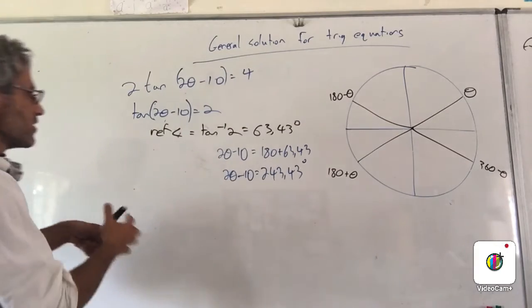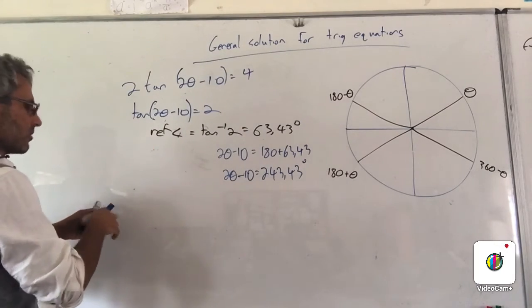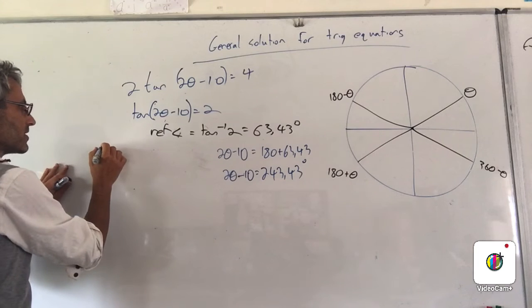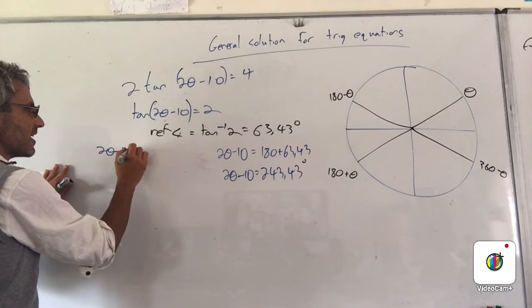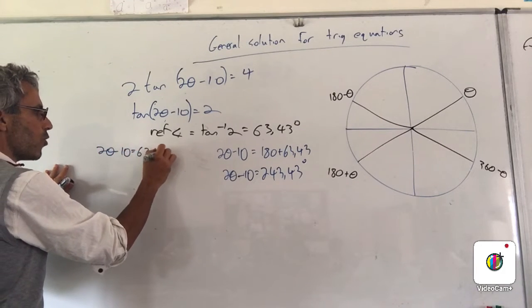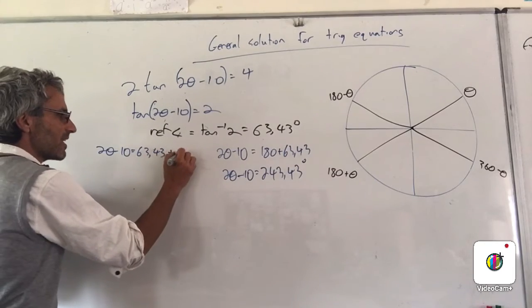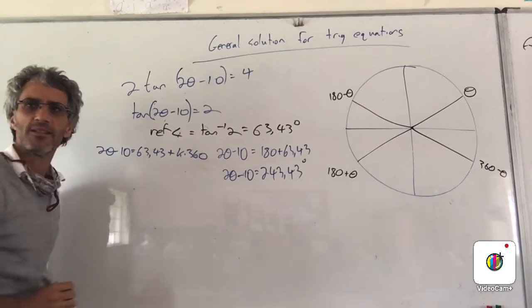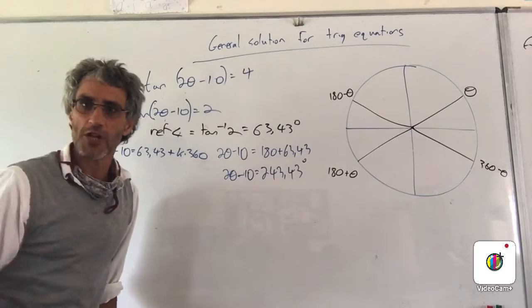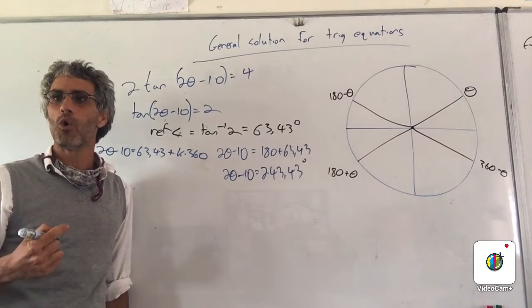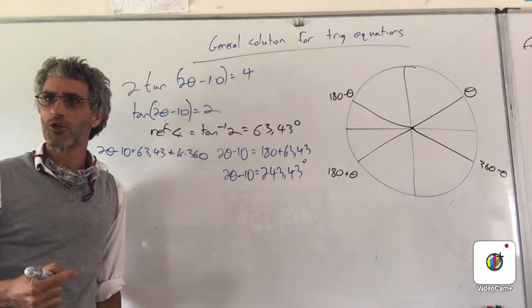Okay? What we've got to write now, still in blue, is that 2 theta minus 10 should be equal to 63.43 plus k times 360 to find the general solution. Because what we're looking for is to find the general solution.